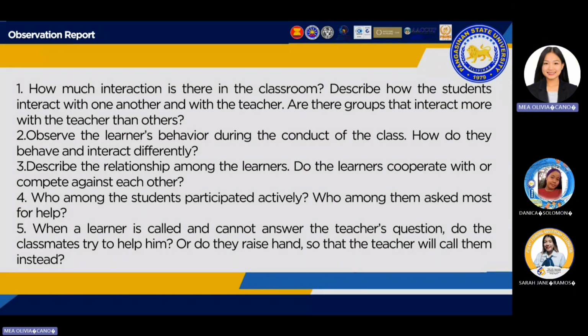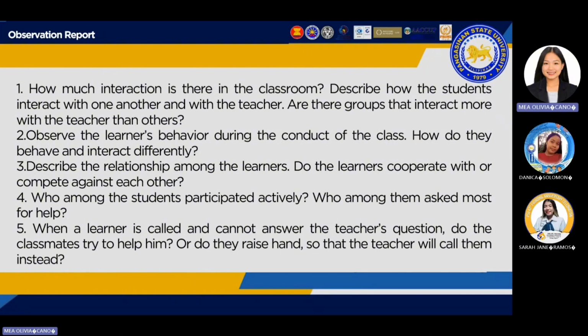For the questions, we have: how much interaction is there in the classroom? Describe how the students interact with one another and with the teacher. Are there groups that interact more with the teacher than others? Classroom interactions exhibited variation, with some groups displaying enhanced engagement with the teacher, while others preferred peer-to-peer interactions. For instance, learners who can read have more interaction within the classroom. In that case, the strategy used by the teacher that we observed is peer-to-peer interaction. For instance, in Grade 1, yung mga active ay sinasama ni teacher sa mga mahiyain na learner.